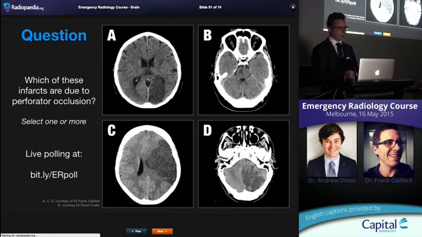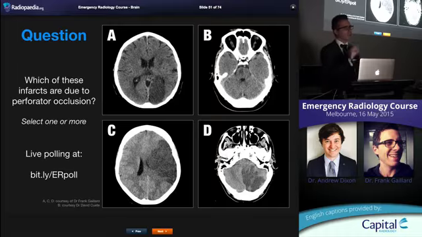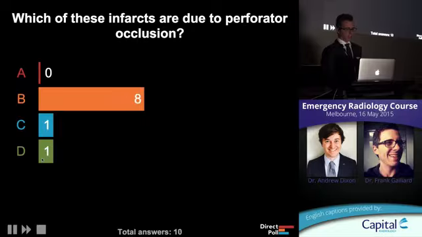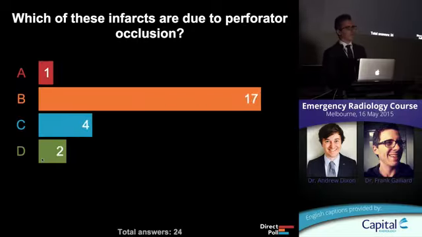So we get to do this question. Which of these infarcts is due to a perforator occlusion as opposed to an end artery cortical branch? A, B, C or D? You're all very shy today, but we have a standout winner. You have to be really brave to go C or D at the moment, don't you think?